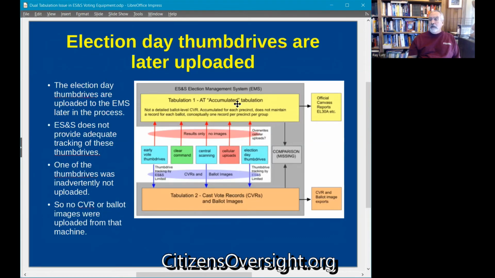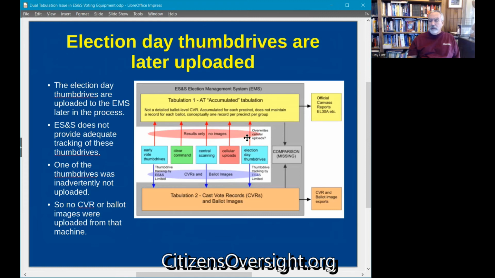And then later, maybe days later, the thumb drives are brought in and uploaded. So they plug them in, and it reads in the accumulated tabulation from those, and also the cast vote records and ballot images. Now, supposedly the accumulated tabulation from the thumb drives will dominate and overwrite, or be accepted if there's any difference between that and the existing cellular uploads. But we didn't see any sign that they were ever comparing this, and I think maybe this is not done, or it could just blindly overwrite it.